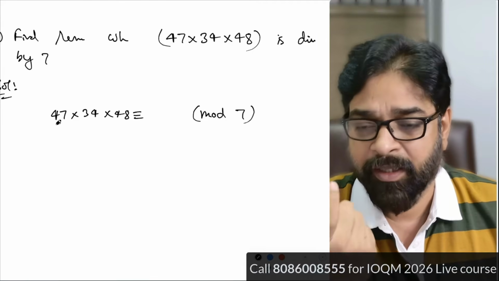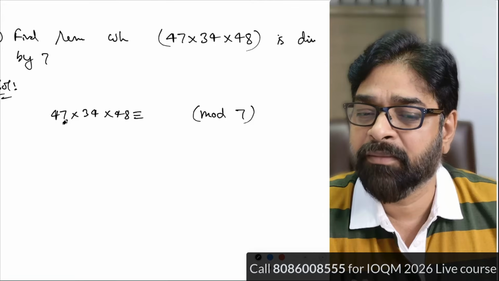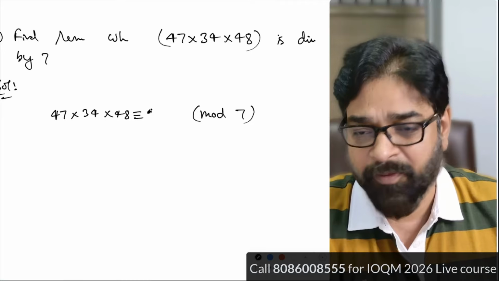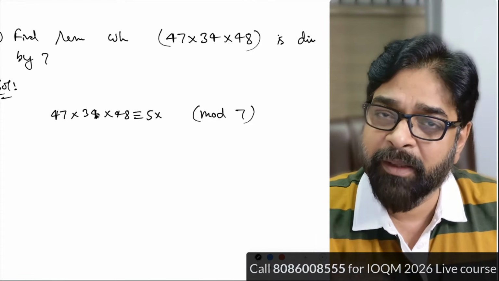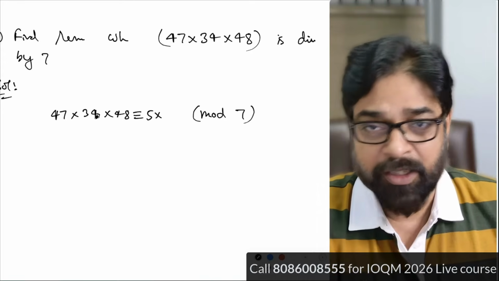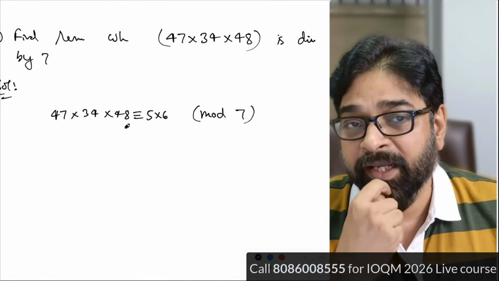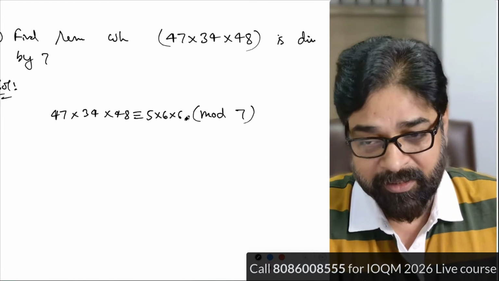No, sorry, 47. If you divide by 7, 6 sevens are 42, so this will give you 5. So 5 into 34. If you divide, what remainder will be coming? 7 4s are 28. That will be 6. 48, if you are dividing, 7 6s are 42, and that again gives 6.